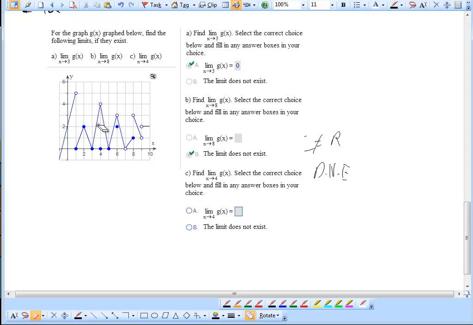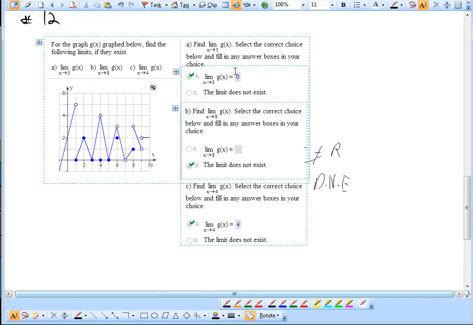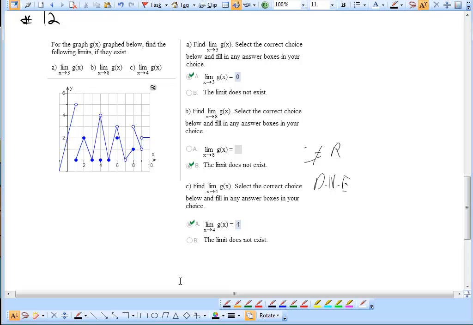The limit as I approach 4, either left or right, is going to be 4, even though there's an open circle there. So our limit as x approaches 4 is just the number 4. So our limits are 0, this one doesn't exist, and as x approaches 4, the limit is 4. That's the complete all parts of number 12.